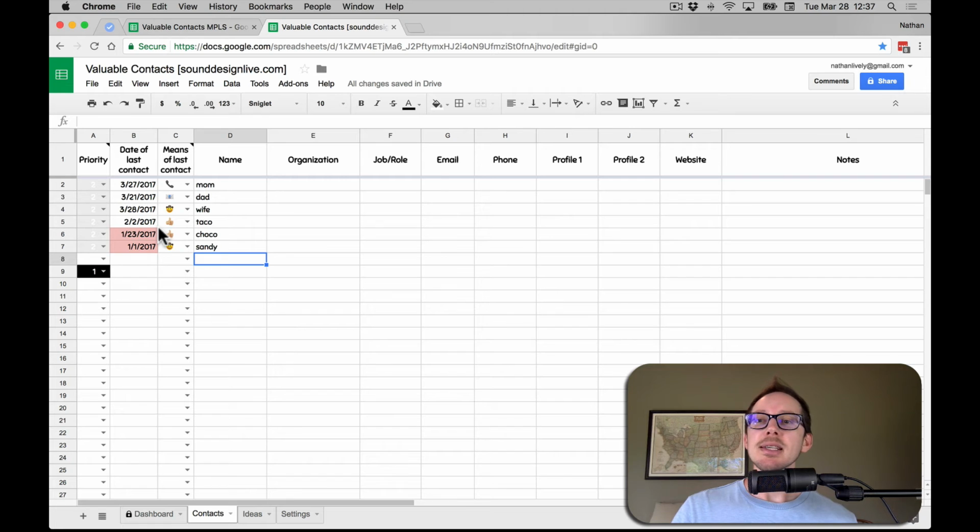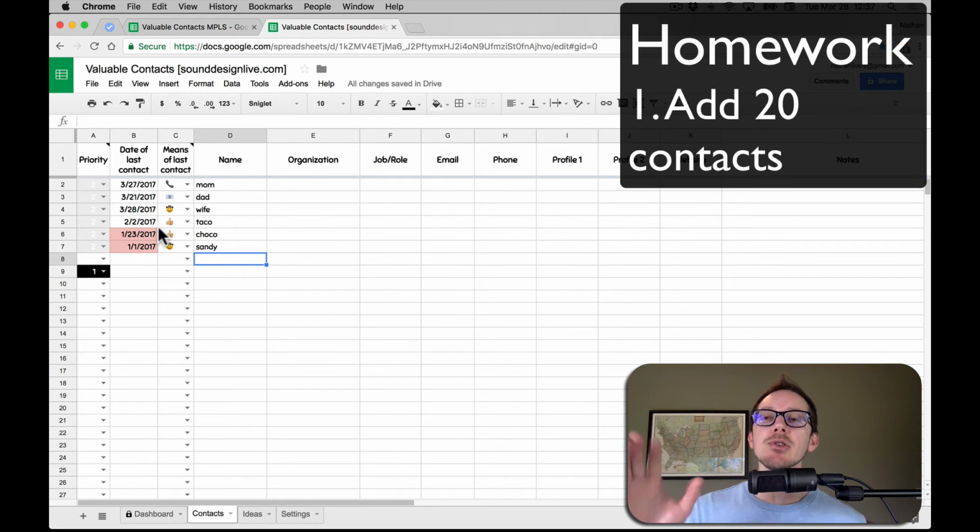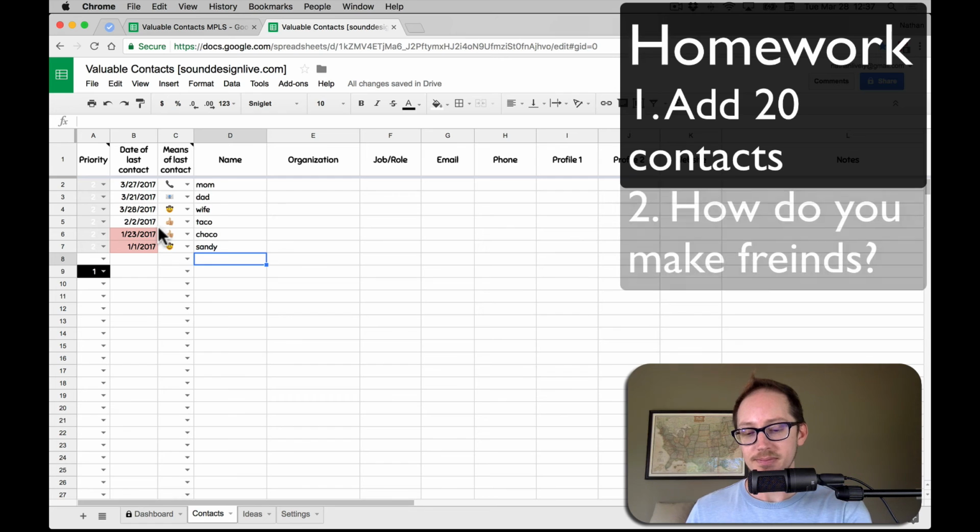So your homework for this lesson is going to be to just add 20 contacts. Once you make it through those first people like friends, family, and current and past clients that you really enjoyed working with, and colleagues, you should have way more than 20. But I don't want you to spend too much time on this. Just get some people on there, because in the upcoming lessons, we're going to talk about what to do with that. And then the second piece of homework I have for you is to answer this question.